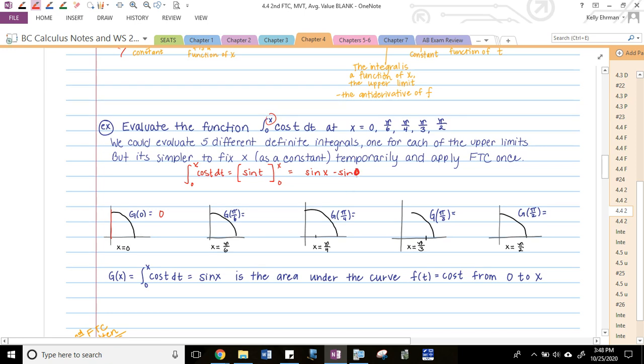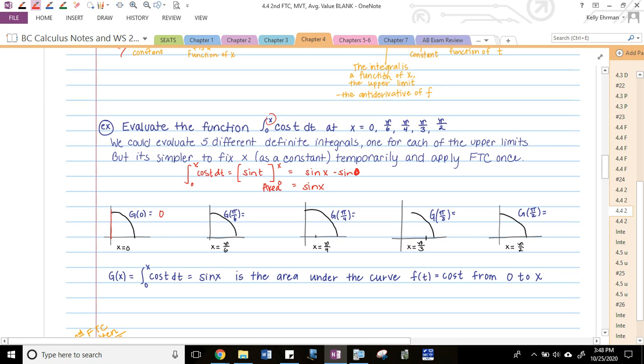What is the sine of 0? Oh, that happens to be 0. So what we're saying is the area under the curve is equal to sine of x. And then wherever you want to set the limit, going from 0 to 0, 0 to pi over 6, 0 to pi over 4, whatever you want to plug in for x, you take the sine of that value, and that will be the area underneath that curve.